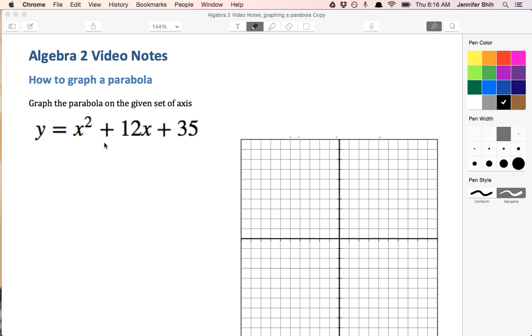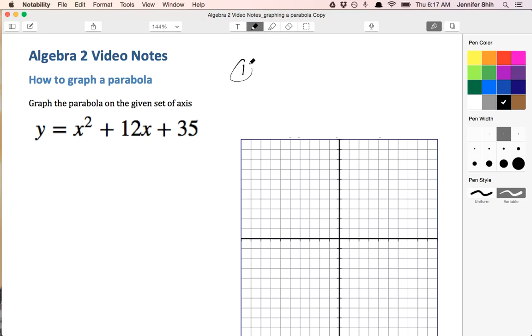Hello, we are going to graph a couple parabolas today. There's actually 3 in our video notes, and this is the situation where we give you an equation and we just tell you to graph the parabola, and you have to know what to do. And I want to tell you that there's a few steps that you can take.